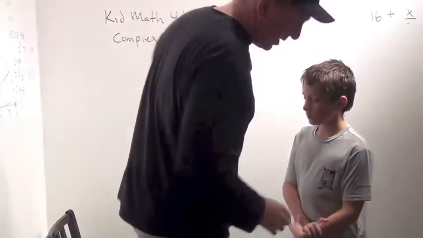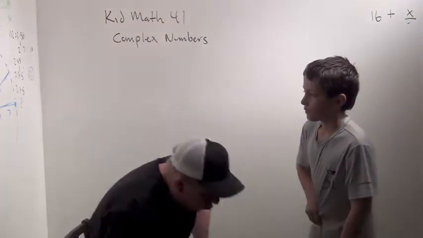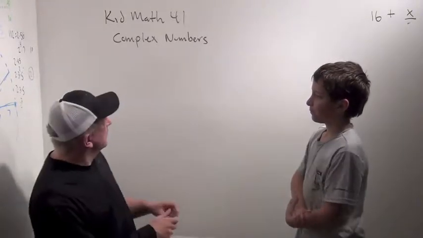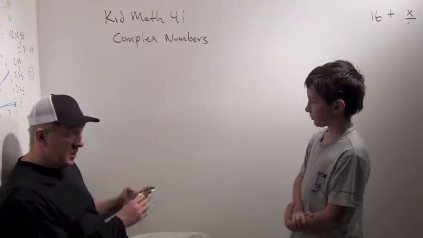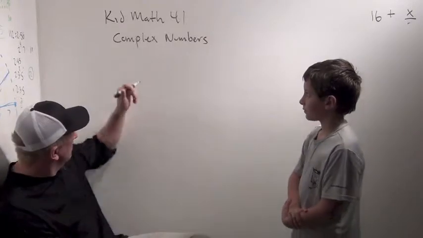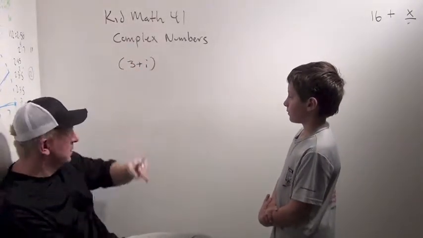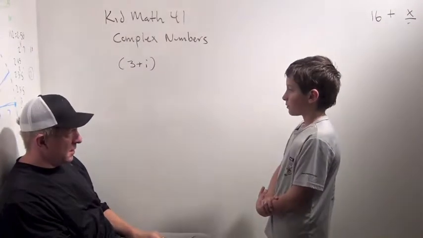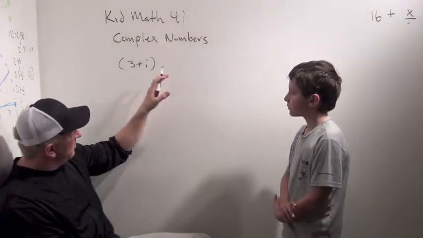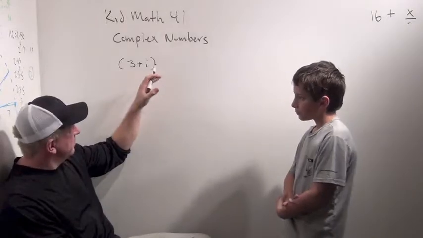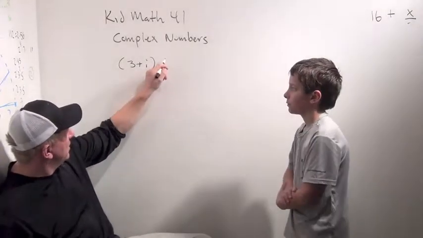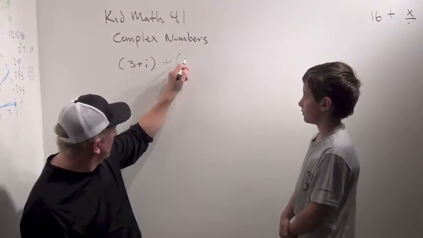KidMath number 41. So today we're in section 12.3 of Art of Problem Solving's pre-algebra book, and we're learning about complex numbers, which are combinations of real and imaginary numbers. So numbers like 3 plus i. And we've talked about before how you can interpret these geometrically, but we're just going to talk about some arithmetic properties today. How do you think numbers like this add together?